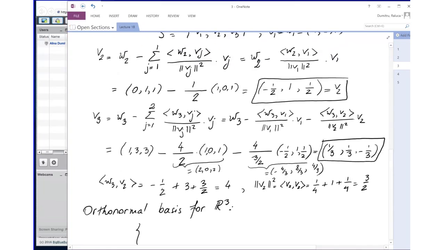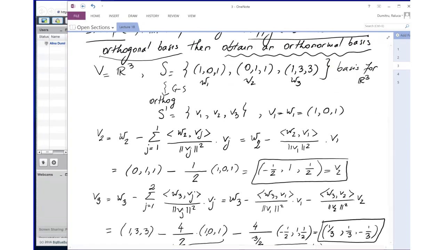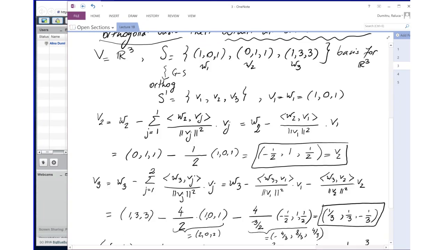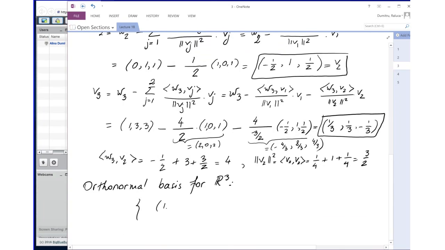So the first vector was V1, which is 101. We said that the norm squared of V1 was 2. So the norm is the square root of 2. So I'm going to take the vector 101 and multiply it by 1 over the square root of 2, or 1 over its norm.